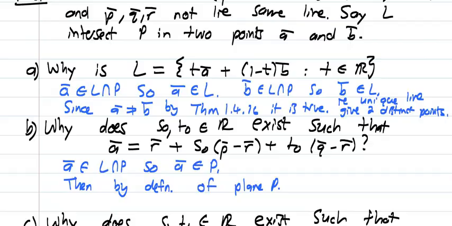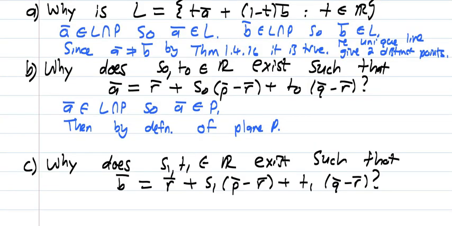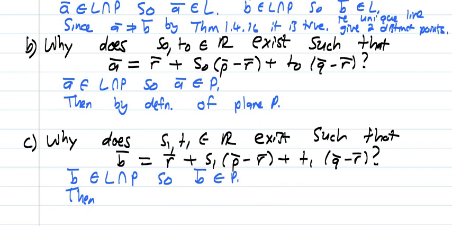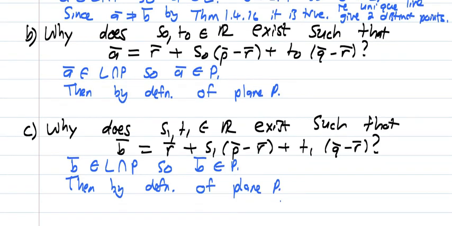The next question, why does there exist scalars s1 and t1 such that vector B is of the form r plus s1(p minus r) plus t1(q minus r)? Similar reason. B is one of the points sitting both on the line and the plane. So vector B is sitting on the plane. And then we can say, then by definition of plane P. So there are scalars s1 and t1 that make this true.